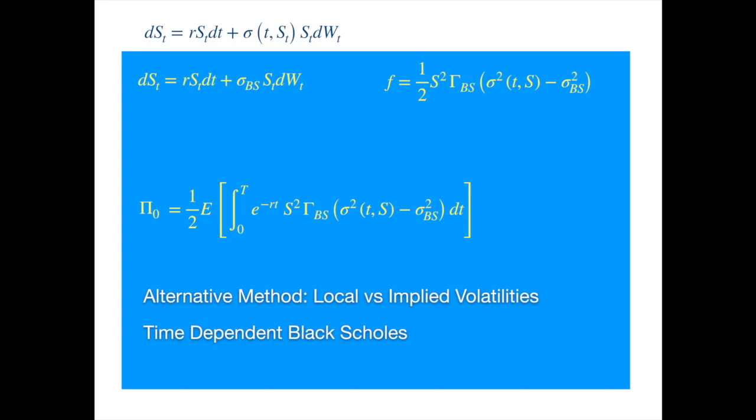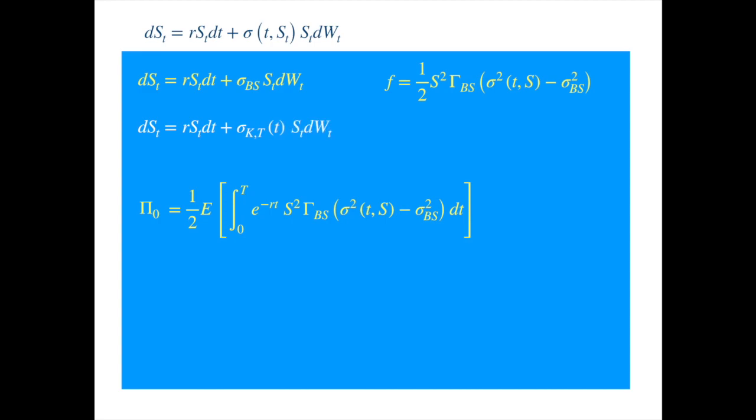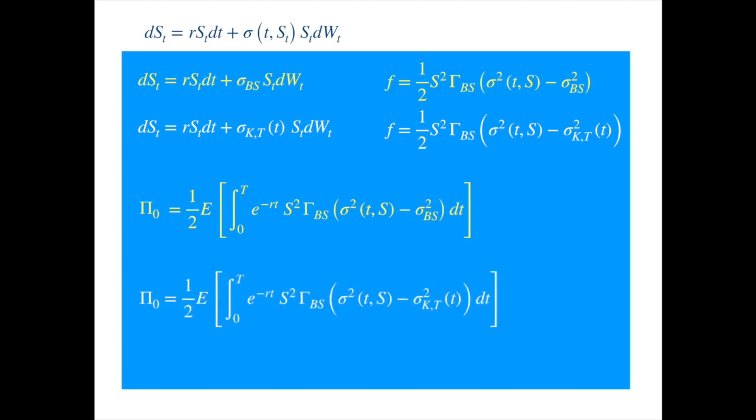So let's write the Black Scholes with the time-dependent volatility, where k and t represent the fact that the volatility function required to match the market price of options with different strikes and maturities will be different because of the non-flat volatility surface. Now, if we repeat the previous derivations with these dynamics, then it's easy to see that f will change as follows, and the value of the portfolio will come out to be as follows. We are just replacing the constant BS volatility by the time-dependent BS volatility.